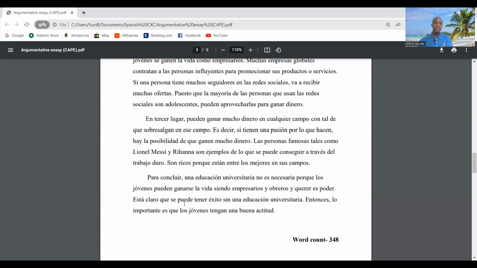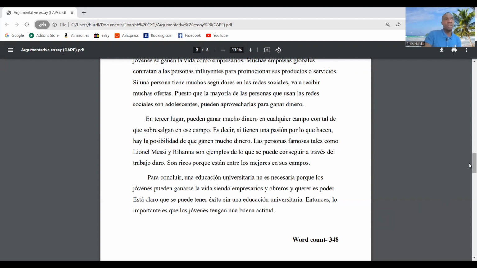Está claro que se puede tener éxito sin una educación universitaria. It is clear that one can achieve success, or one can be successful without a university education. Entonces, lo importante es que los jóvenes tengan una buena actitud. So, what is important is that young people have a good attitude.